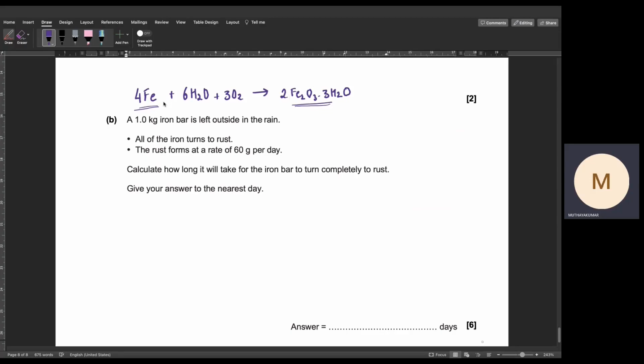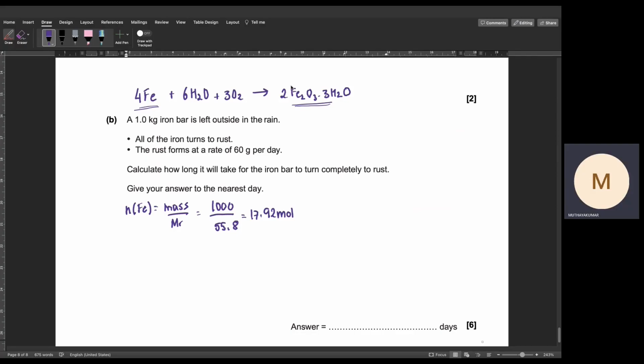So first of all, we need to work out the number of moles of iron that we have. We've got 1 kilogram, but we need to convert that to moles. So moles of iron is going to be mass divided by Mr, which is 1000 divided by the atomic mass for iron, which is 55.8, is 17.92 moles. So this is the number of moles of iron that we're working with.